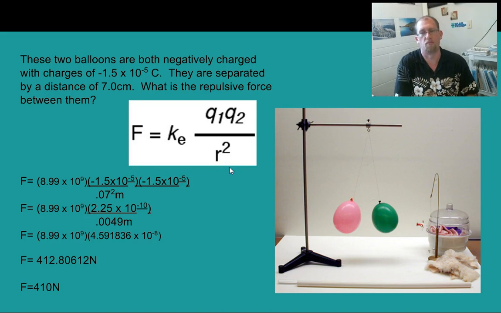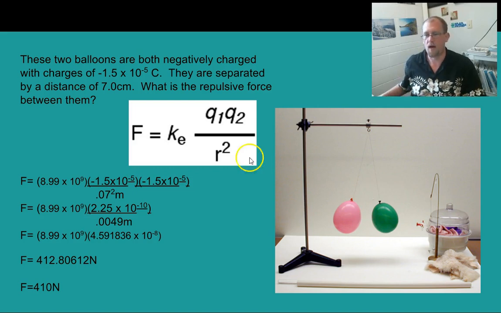Let me show you an example problem. These two balloons are both negatively charged, with charges of negative 1.5 times 10 to the negative 5th coulombs. So a very small electrical charge. They are separated by a distance of 7 centimeters. What is the repulsive force between them? So how much are they pushing against each other to stay away? Notice that gravity is not strong enough to make them come together and touch. The electrostatic forces are keeping them separate.